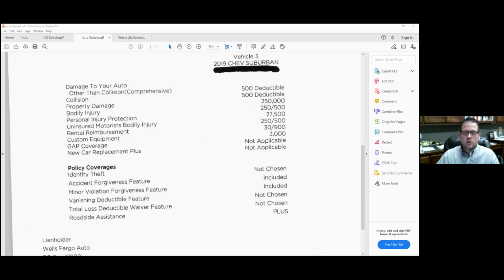Lastly, the type of vehicle we're covering is going to affect your insurance as well. If I'm insuring a brand new Chevrolet Corvette that can go 200 miles an hour, it is going to be significantly more expensive than a 2019 Chevy Suburban because of the vehicle horsepower, but also because the new Corvette's probably going to be $100,000, whereas a Chevy Suburban might only be $50,000. So those are the types of things that would affect your rates.